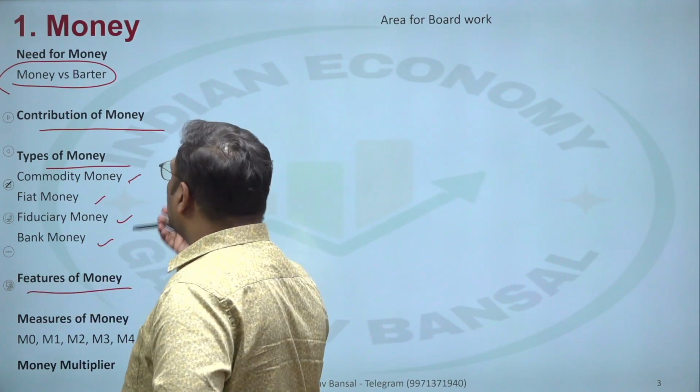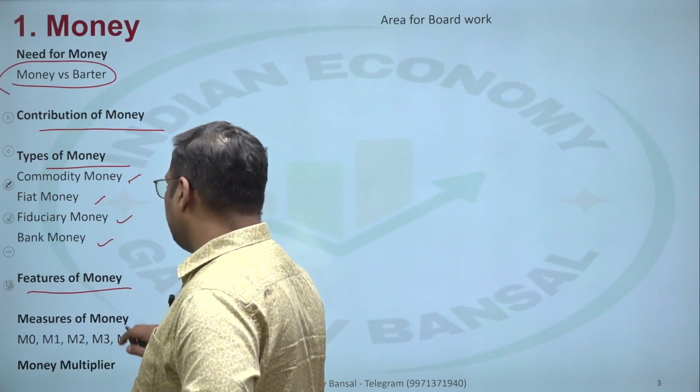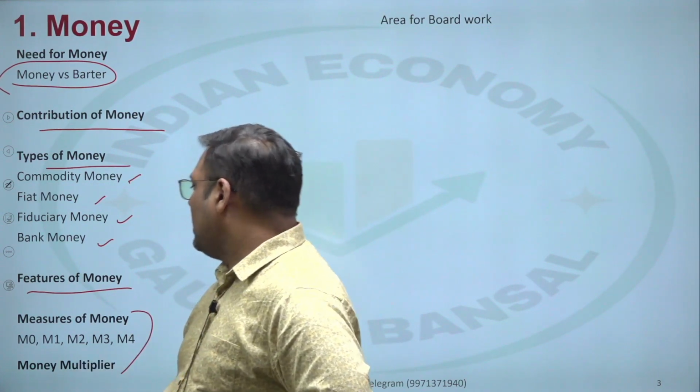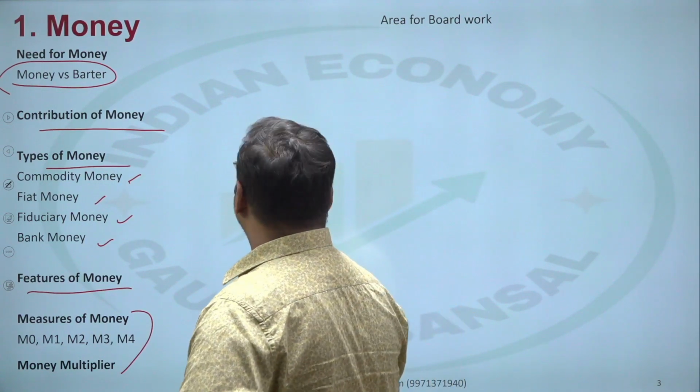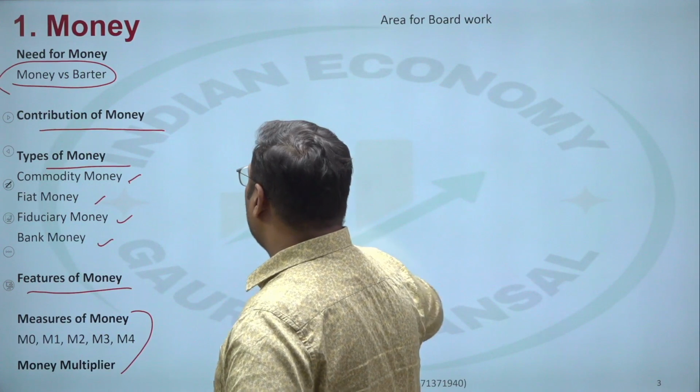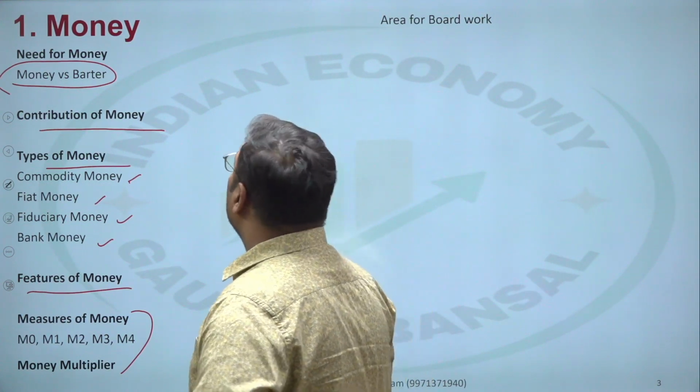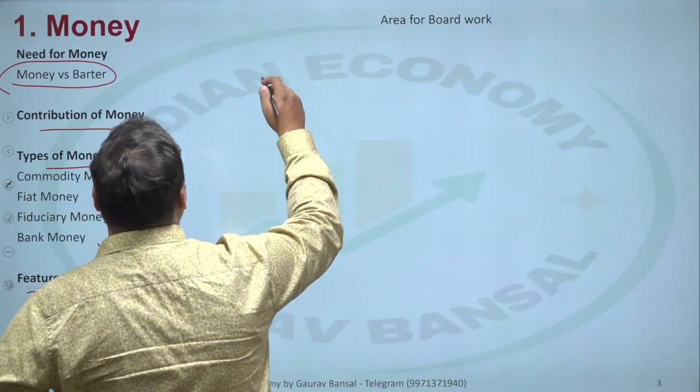And then we have the features of money, which is related to contribution of money, and then the measures of money, M0, M1, M2, M3, M4. These are the various question types that we have, or the topics on which questions come. Now money versus barter or the need for money.